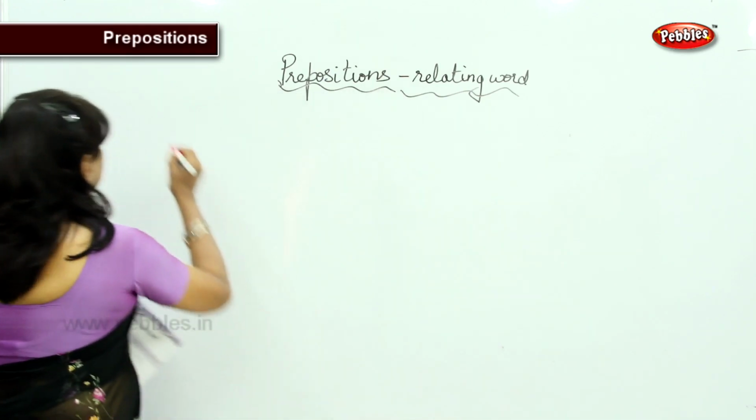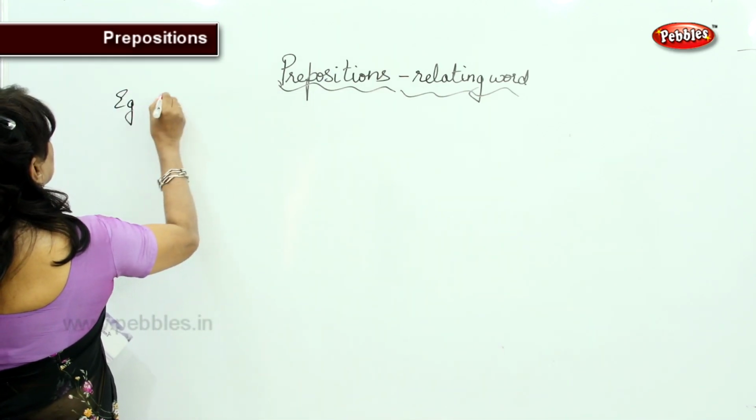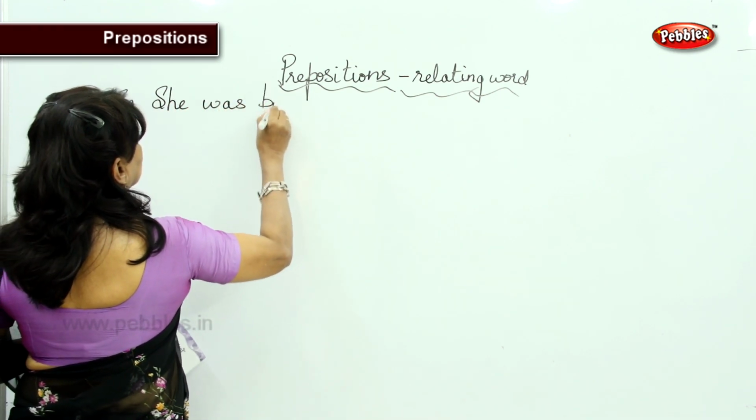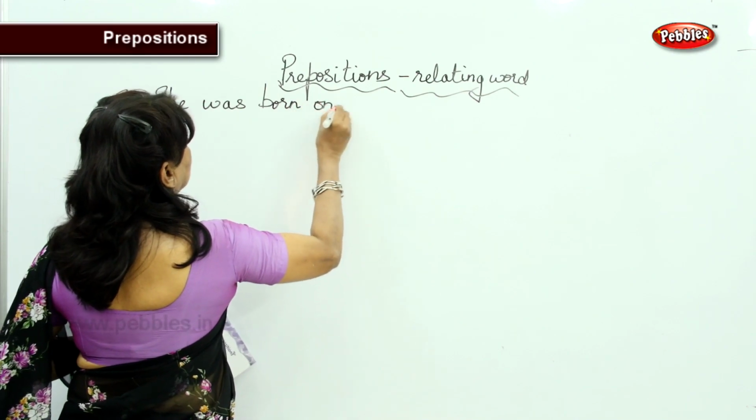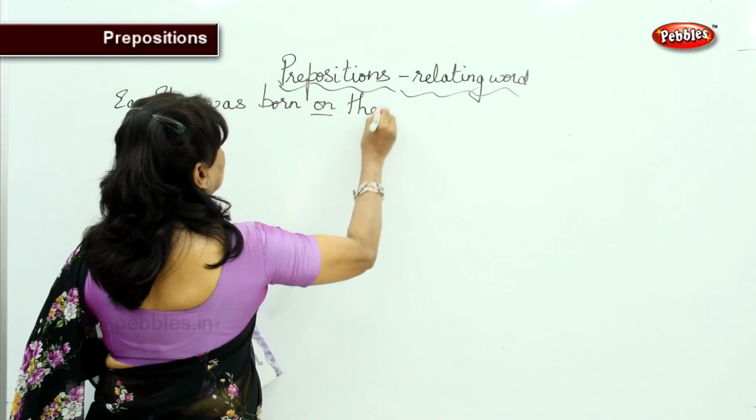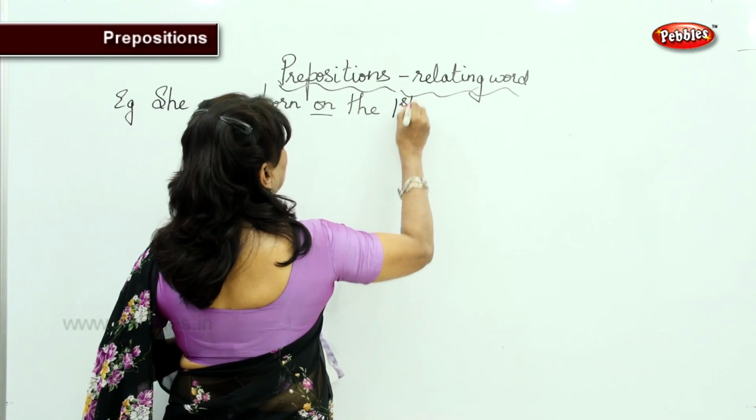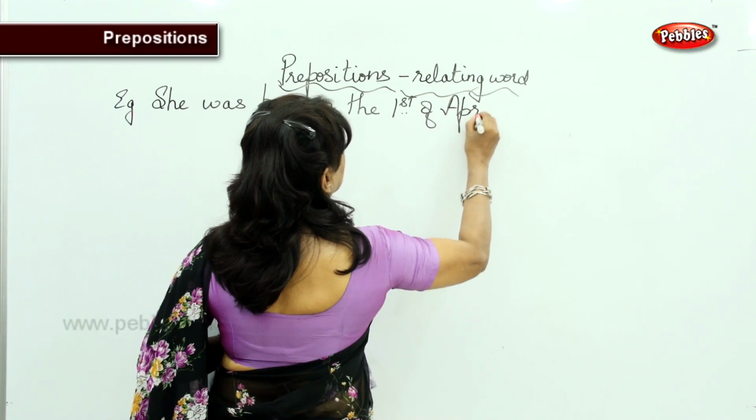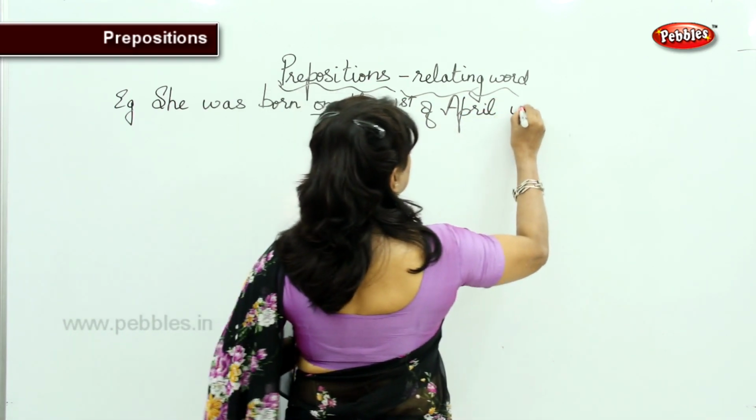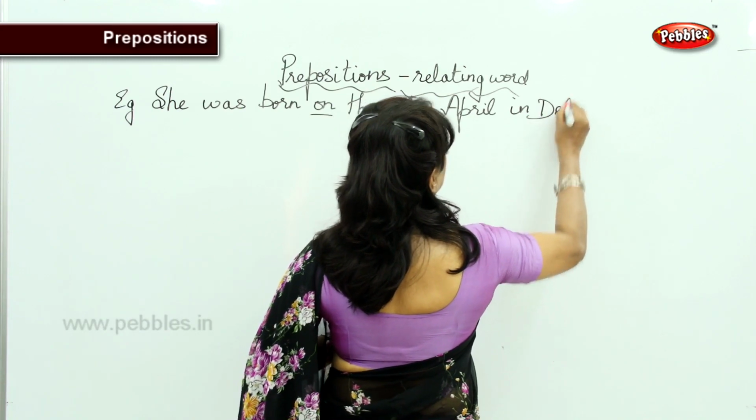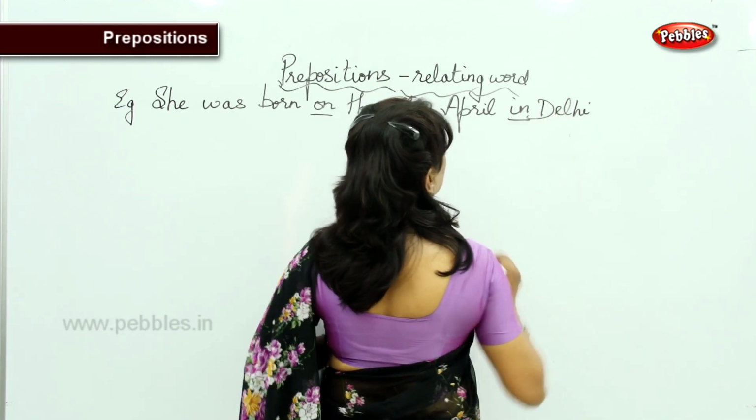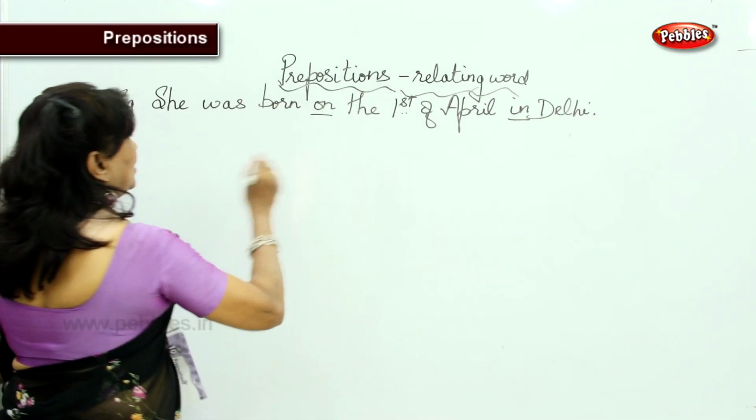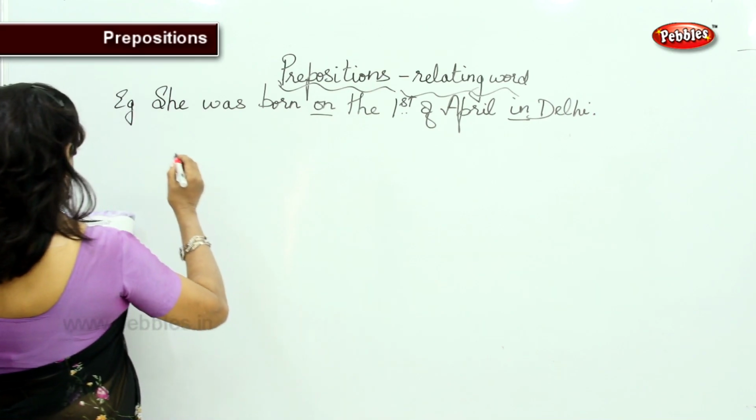Okay, for example, she was born on the 1st of April in Delhi. So, in is also a preposition. Okay. So, we find two prepositions here. Next one.